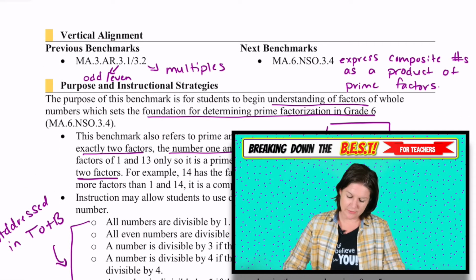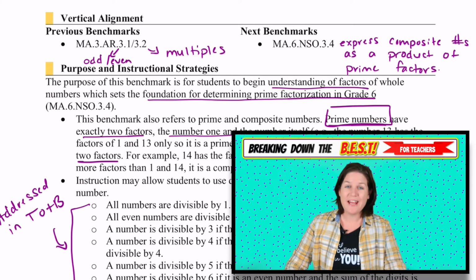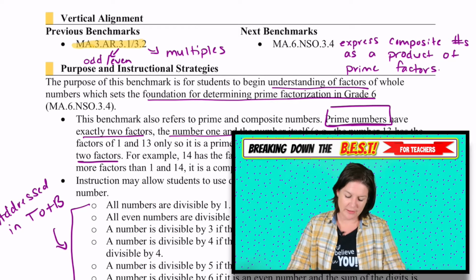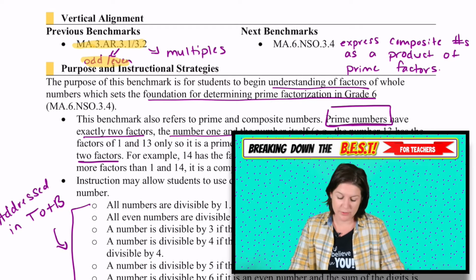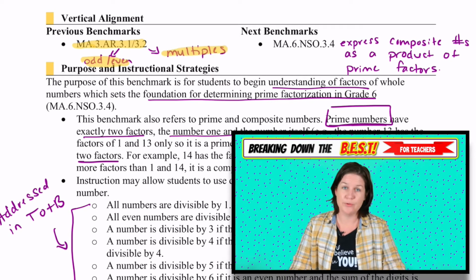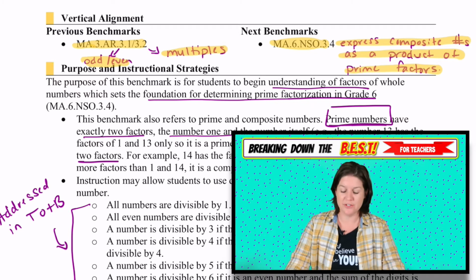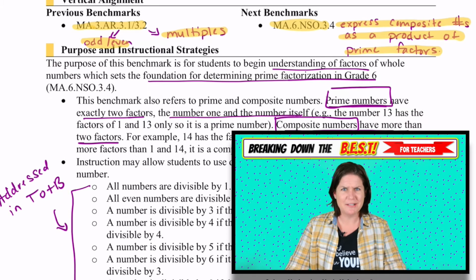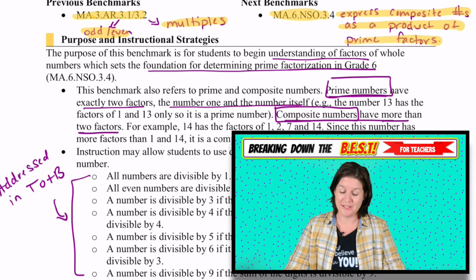Move it on down. What have they learned so far that will help them? Well, in 3rd grade, they learned about odd and even numbers, which will help, and multiples, which will help. And then in 6th grade, they will express composite numbers as a product of prime factors. Do you remember prime factorization trees, I think they were called? Yeah, that's what they'll be doing in 6th grade.